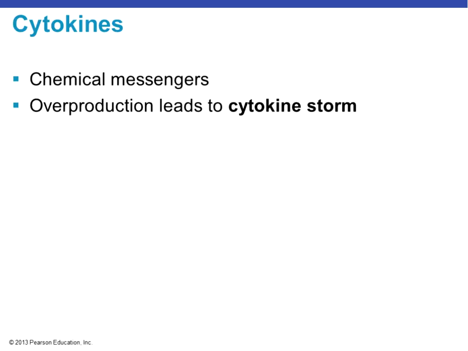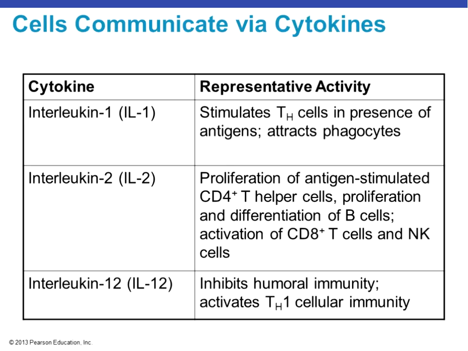Cytokines, we've been talking about them quite a bit this session. They're just chemical messengers, a fancy way of saying chemical messengers. If you have too many of them, it can produce what we call a cytokine storm, and the body will be unable to differentiate what the message is, and your immune response will be compromised as a result.